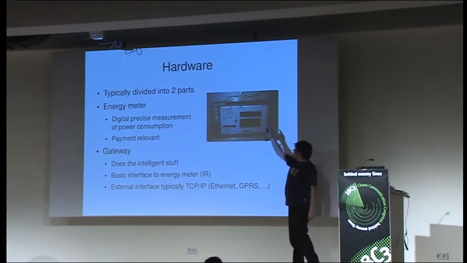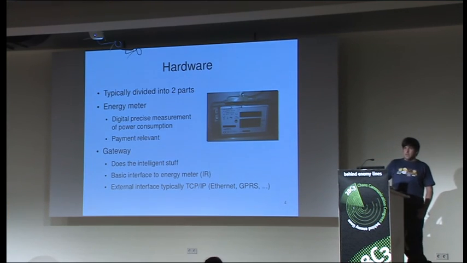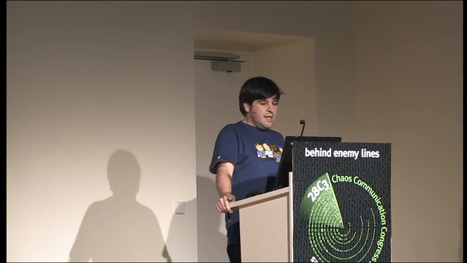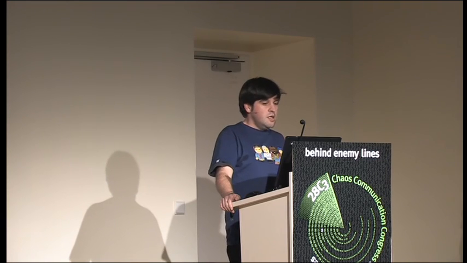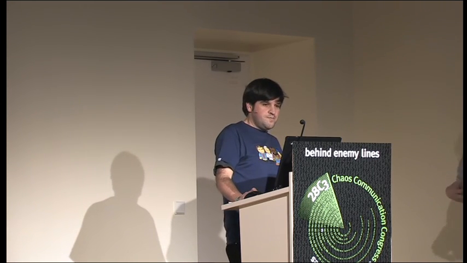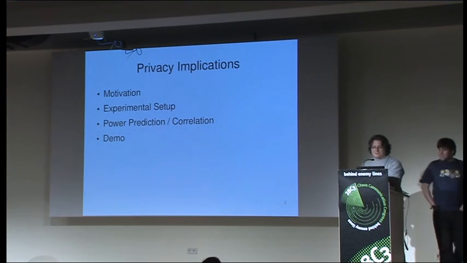And attached to this, you can see it here in the upper part, is a gateway. So the gateway does the intelligent stuff. It can record the data. It has a communication interface to the smart meter, normally via infrared signals. And it has an external interface, TCP/IP, Ethernet, or GPRS. It depends on your local site. And it can transmit the data to any other person. So now let's switch and look at some privacy implications.